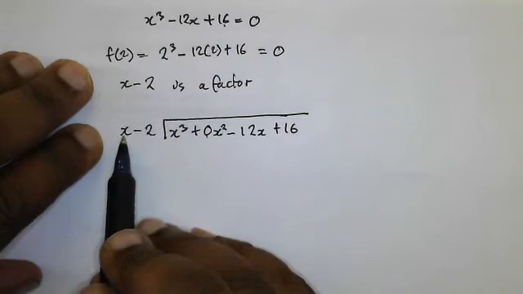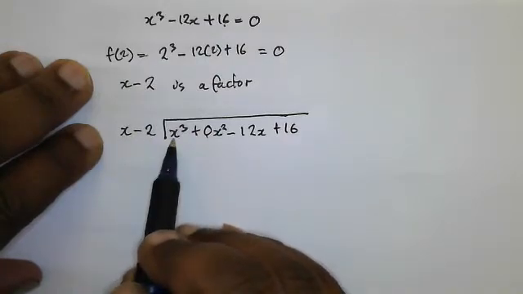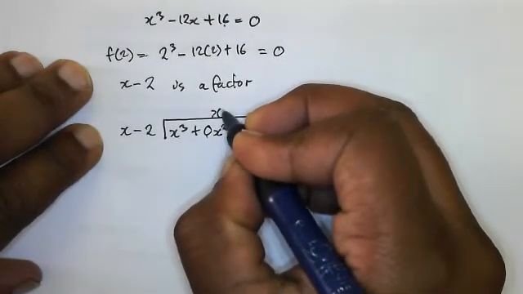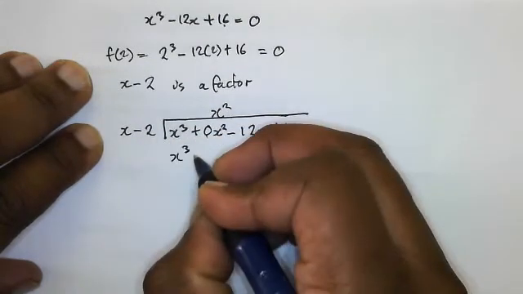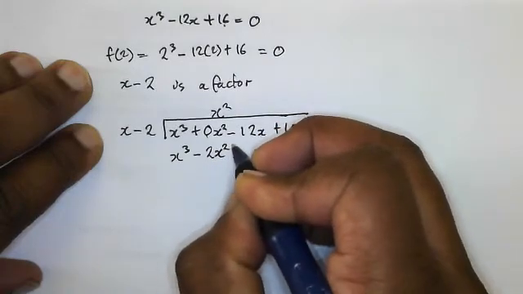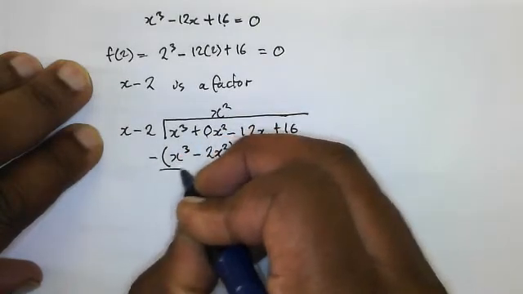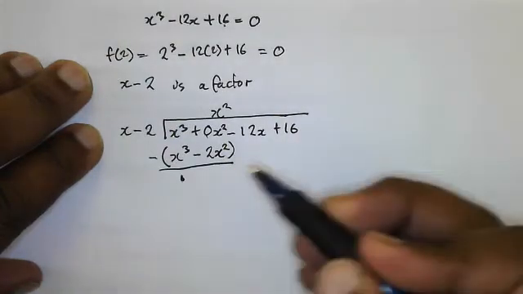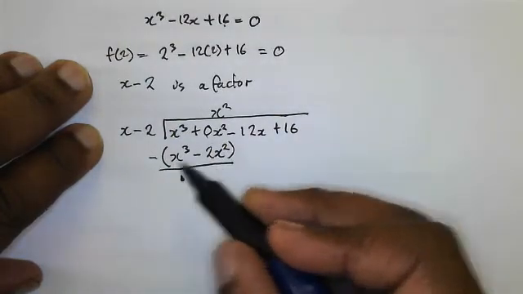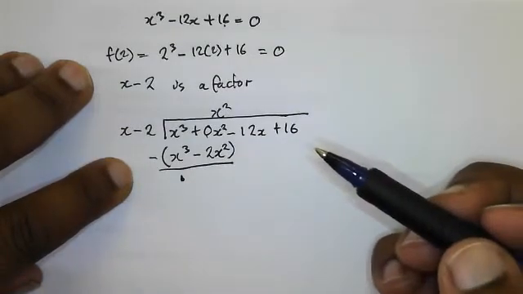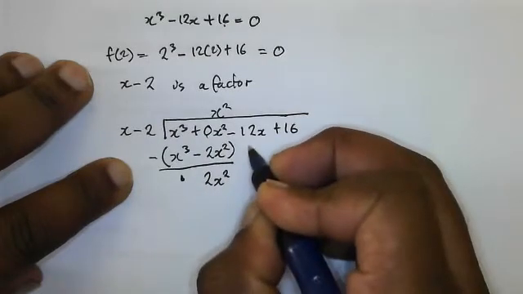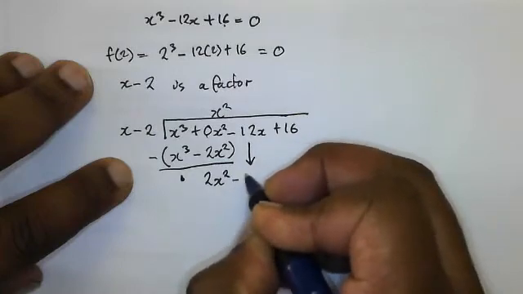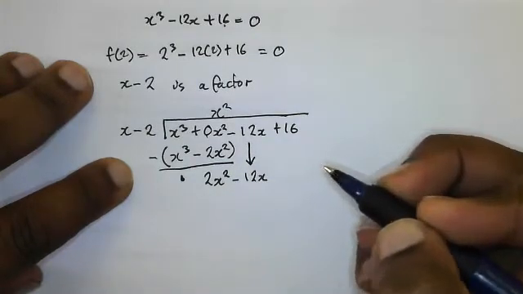Right, so let's start dividing. X dividing into x to the power of 3 gives us x squared, right? Okay, multiply that back, that's obviously x³. X squared times negative 2 is negative 2x squared. Now you're going to subtract the whole thing. Obviously, they cancel, so 0. If you minus a negative, you end up adding it, so that becomes positive 2x squared. We're going to bring this negative 12x down because we're going to need to use that.